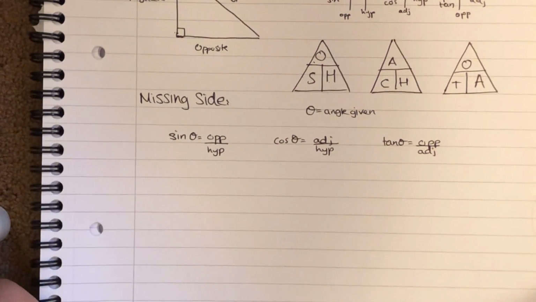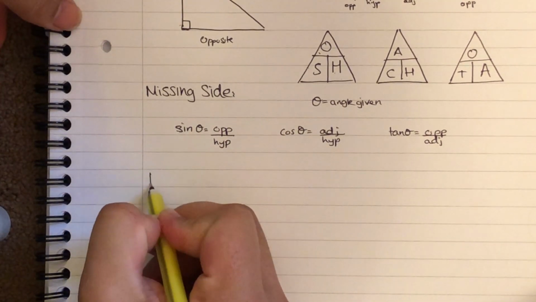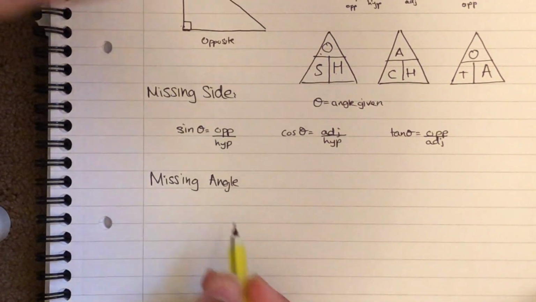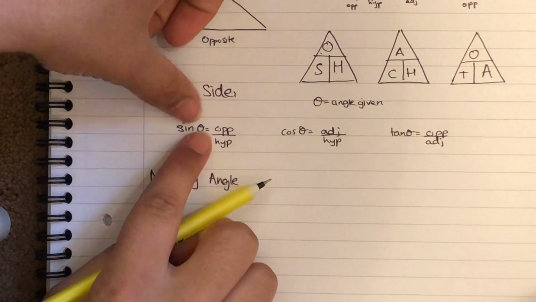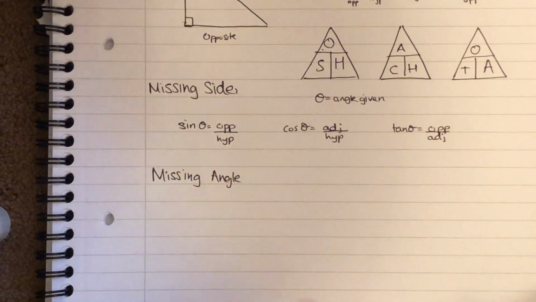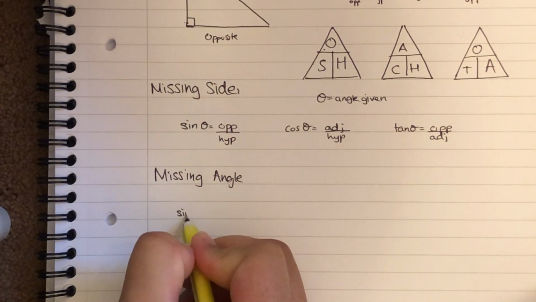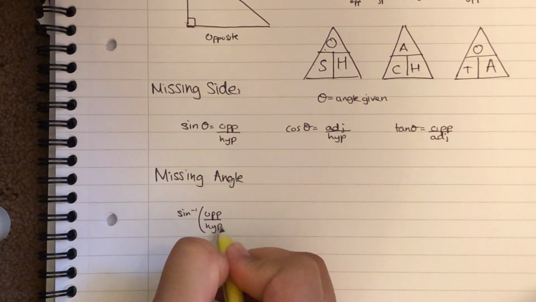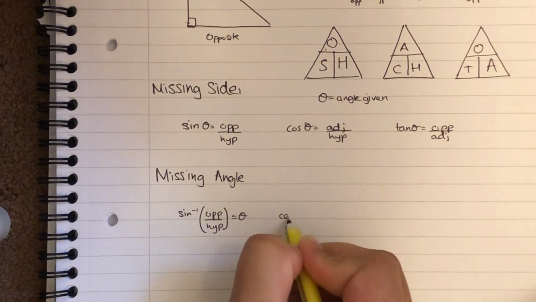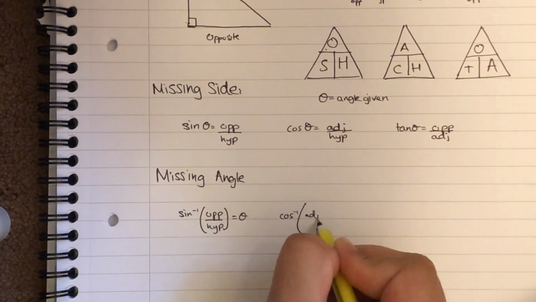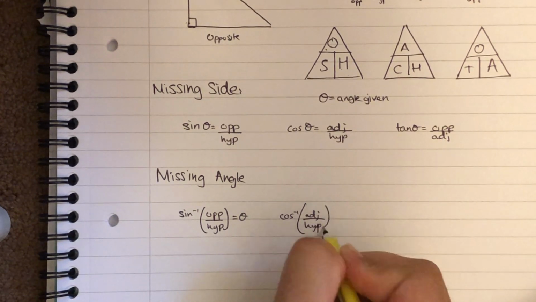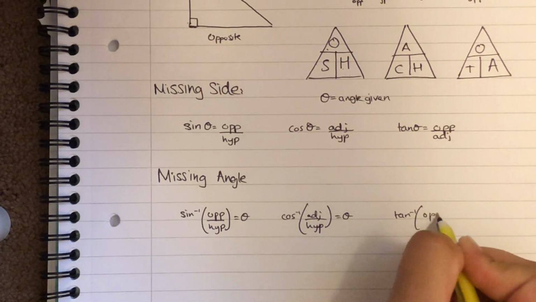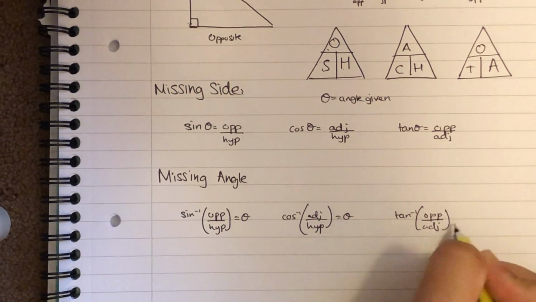Okay, now what if I have a missing angle? My formulas are slightly different. All that's different is I'll be switching the angle and the fraction over. So let's just write out our missing angle formulas. Sine minus 1 bracket opposite over hypotenuse will be equal to my missing angle. Cos minus 1 bracket adjacent over hypotenuse will be equal to my missing angle. Tan minus 1 bracket opposite over adjacent will be equal to my missing angle.